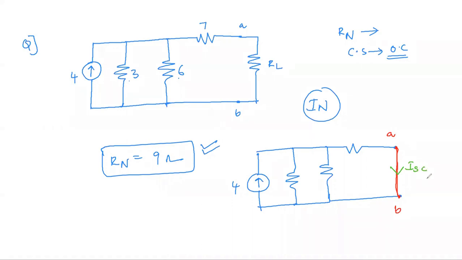This short circuit current from A to B. Just look at that. From A to B, we have to find the current in the 7 ohm branch, because the 7 ohm and the short circuit are in parallel, so you can directly treat it as 7 only. So how to find the current? You know the current source is 4. How to find? 0.91, sir. Yes, 0.91 you got.